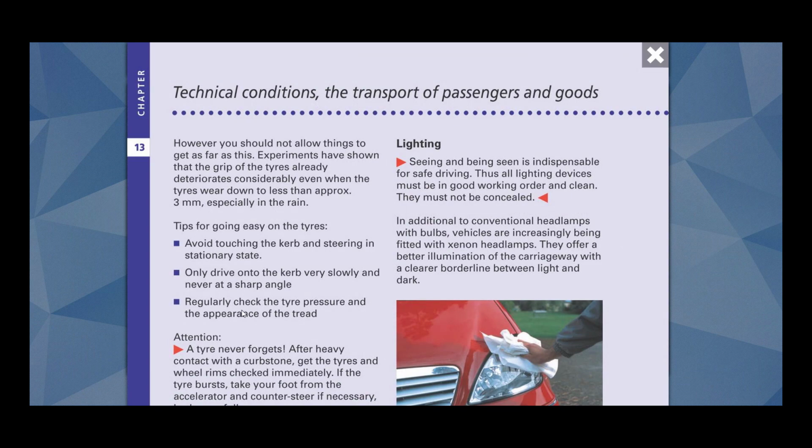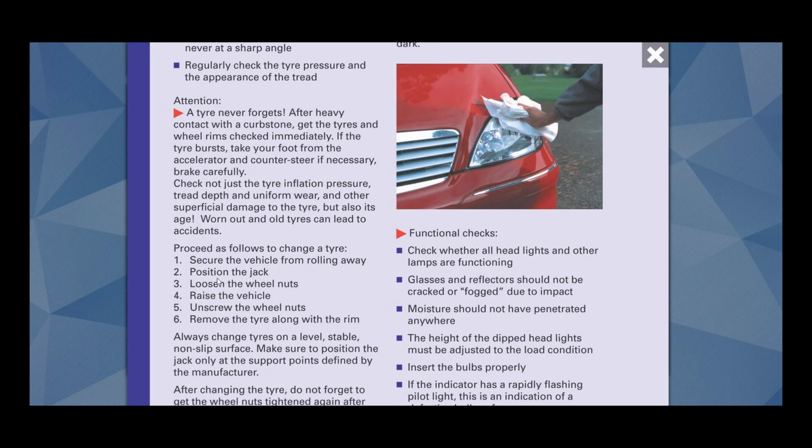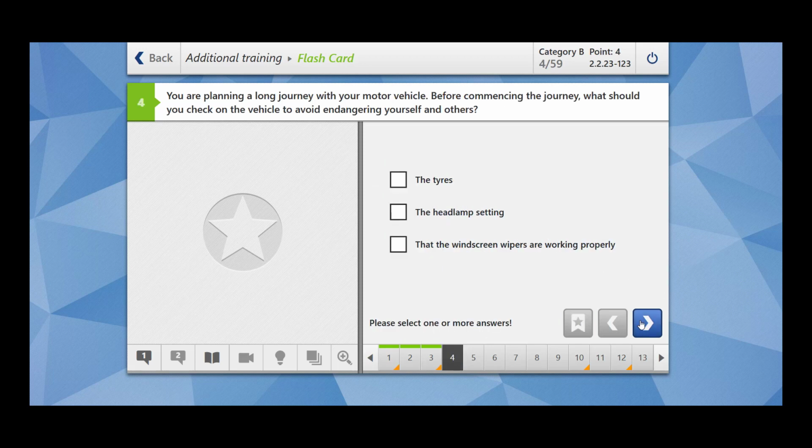Let me also show you in the ebook. So if you want to change a tire, the first thing you have to do is secure the vehicle from rolling away, position the jack, loosen the wheel nuts, raise the vehicle, unscrew the wheel nuts, remove the tire along with the rim. So this is the sequence. But as I have given you the hint, first you have to secure and then you have to look for the words jack, wheel nuts, jack, wheel nuts.